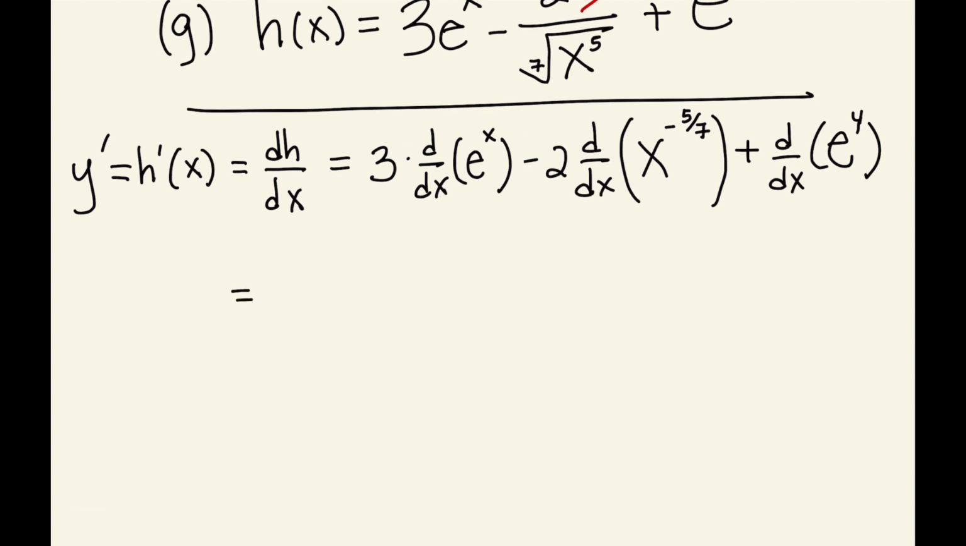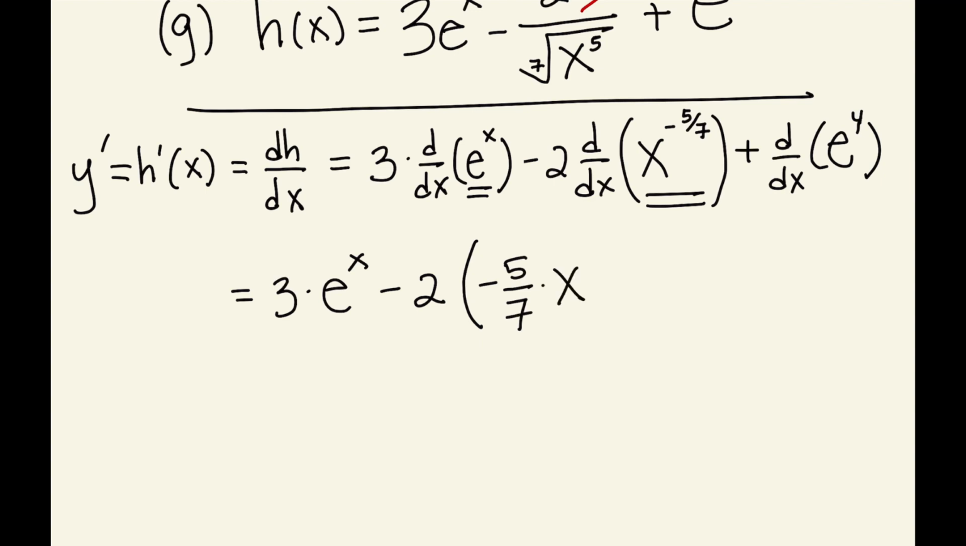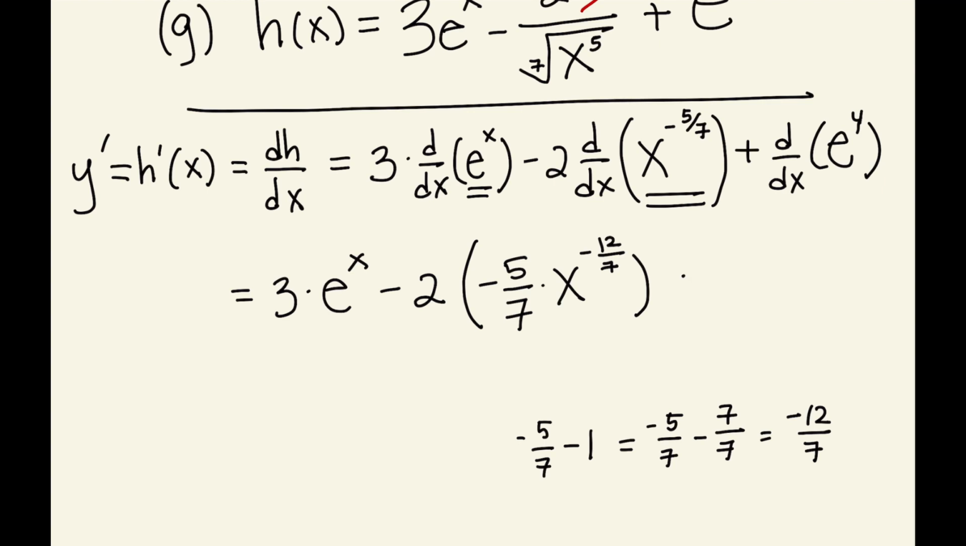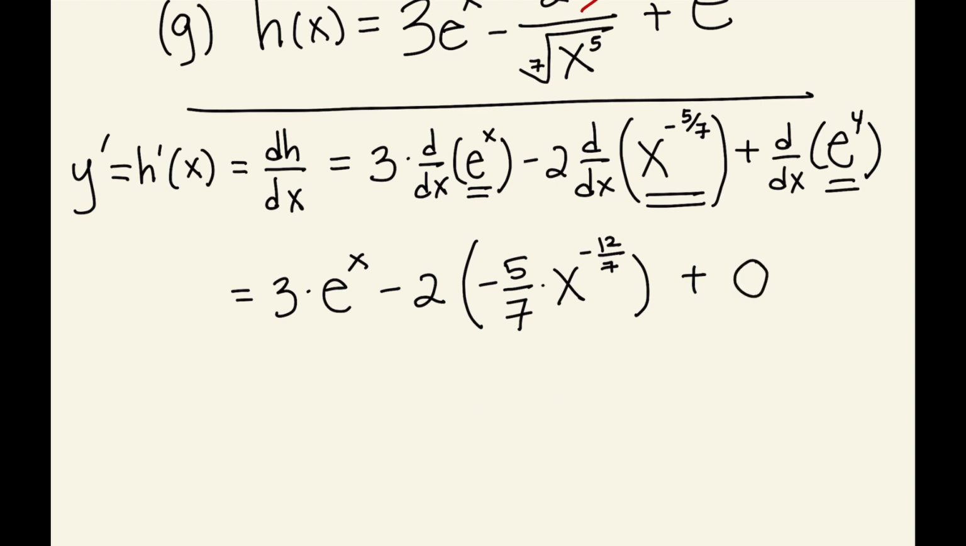Now calculating my derivatives, I have 3. Remember that the derivative of the exponential function is just itself. It's its own derivative. Minus 2. I'm going to use the power rule on this function, so that's negative 5/7 times x, and then negative 5/7 minus 1 is negative 5/7 minus 7/7, which is negative 12/7. That's all up in my exponent. And then this one, don't be fooled, is just a constant. It's about 2.7 to the 4th, so it's just 0. The derivative of a constant is just 0.